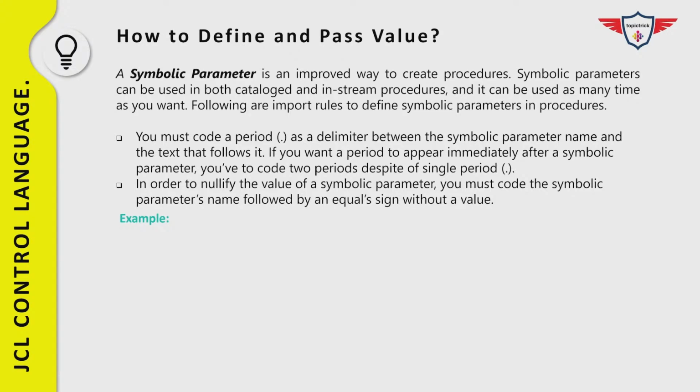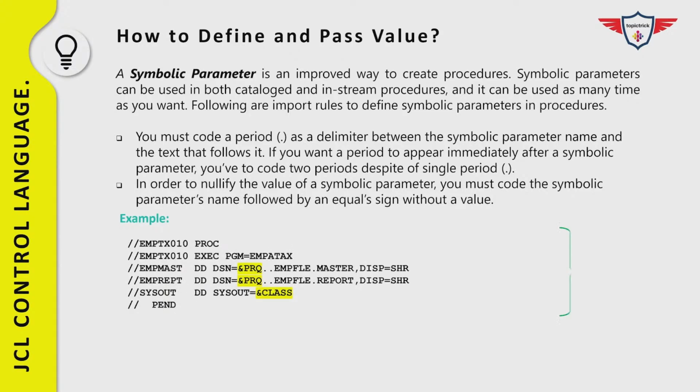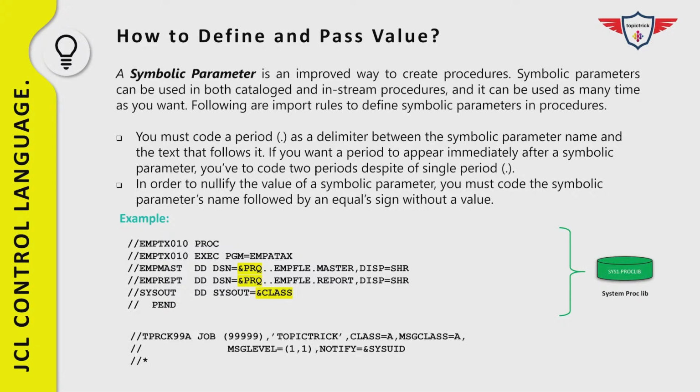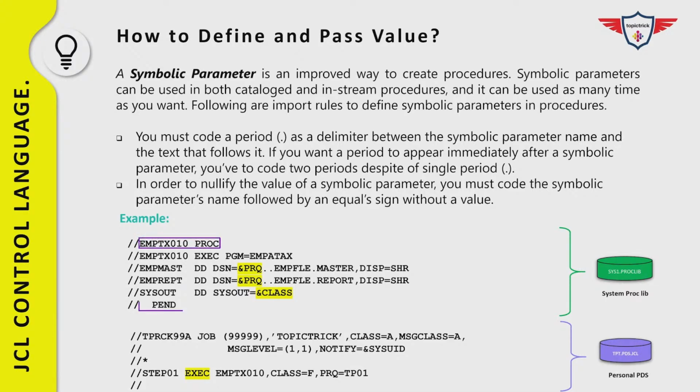The following example illustrates how to use symbolic parameters in your catalog or in-stream procedure. In this example, we have a catalog procedure stored in the system library, SYS1.PROCLIB, and the catalog procedure name is EMPTX010. The proc is using two datasets. The first one is the employee master with a DD name of EMPMAST, and the second one is the employee report, with a DD name EMPREPT.